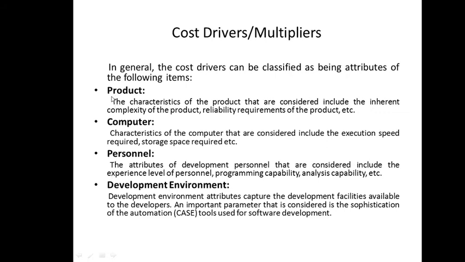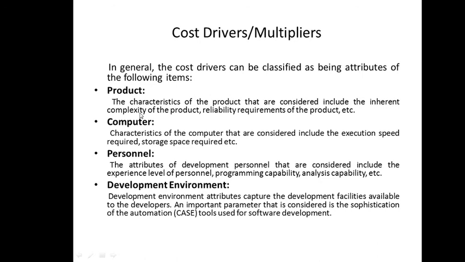That means a cost driver can belong to product characteristics. It might belong to computer characteristics. It might depend upon the personnel who are working there, and it also depends upon the development environment. So those 15 cost drivers are categorized into 4 major categories. So let's take an example of the product category. The product is the end product, or the software that is developed. So what are the characteristics?